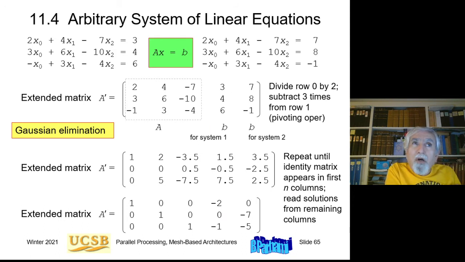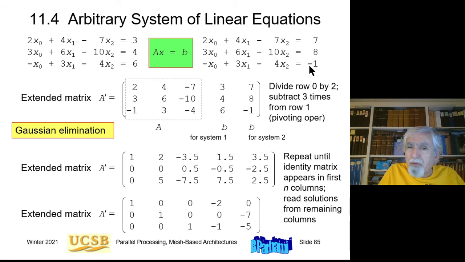Okay, solving an arbitrary system of linear equations, one way to do it is using Gaussian elimination. You probably remember how to do this. In this example, I'm basically solving 2 systems of linear equations at once. I can do that provided the matrix of coefficients is the same for both of these. So 2, 4, -7, 2, 4, -7, 3, 6, 10, 3, 6, 10. So the matrix of coefficients is the same. The right-hand sides are different.